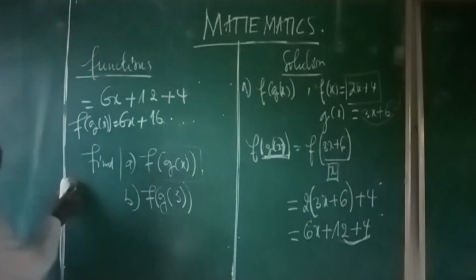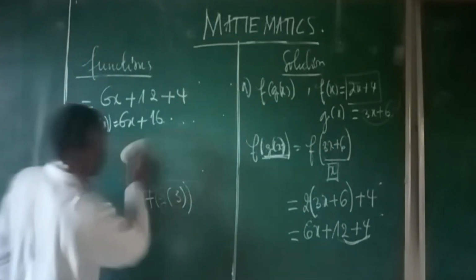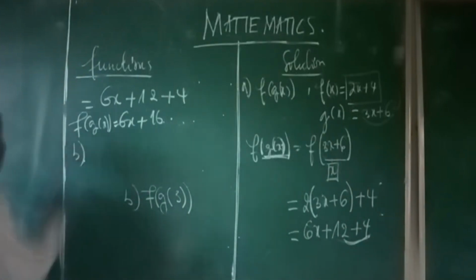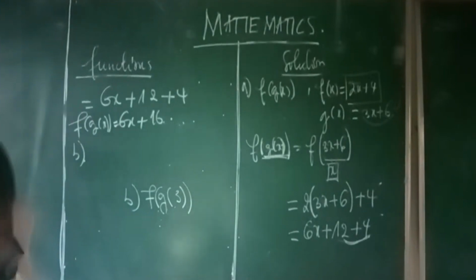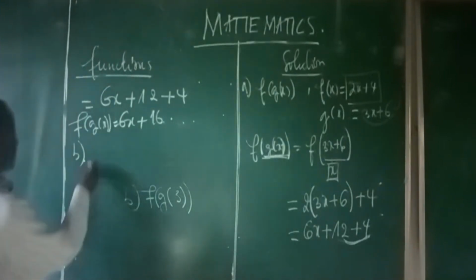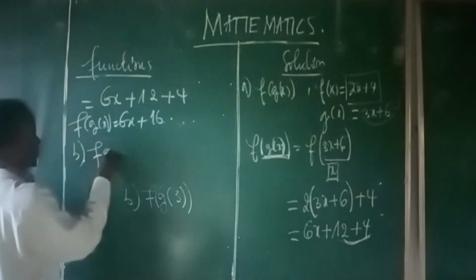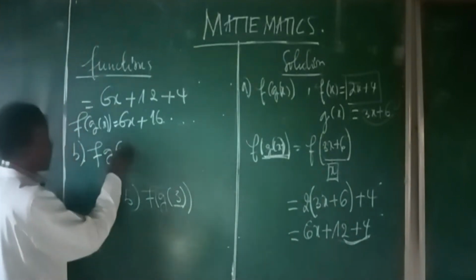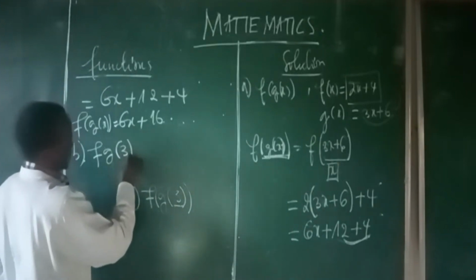So now let us continue with sub-question B. Sub-question B is f of g, and in the place of x, we have been given 3. Right?